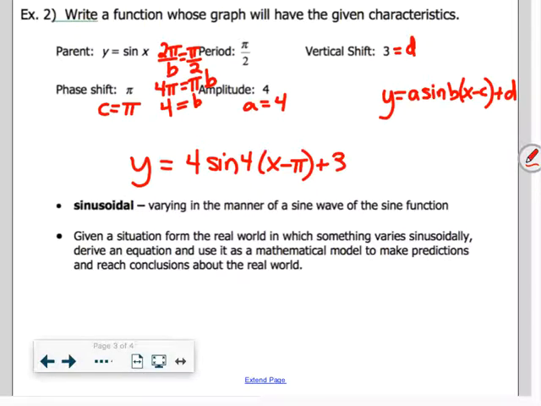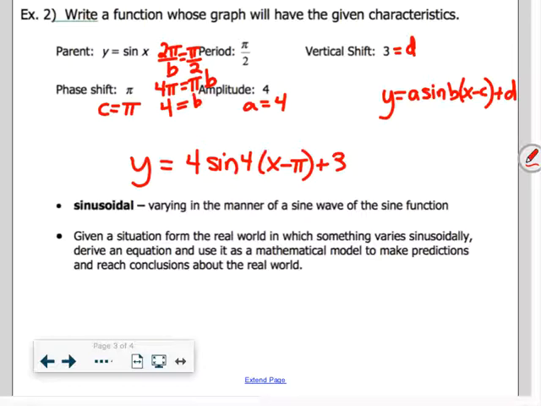Do you want it written like that most of the time, or like 4 sine times 4x minus 4 pi? It does not matter. Either way is fine. One way isn't better than the other.